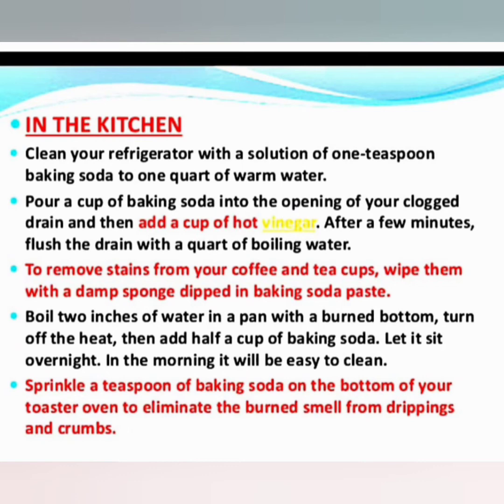Boil 2 inches of water in a pan with a burned bottom. Turn off the heat, then add half a cup of baking soda. Let it sit overnight. In the morning, it will be easy to clean. Sprinkle a teaspoon of baking soda on the bottom of your toaster oven to eliminate the burnt smell from drippings and crumbs. So these are the tricks that can be used in the kitchen.